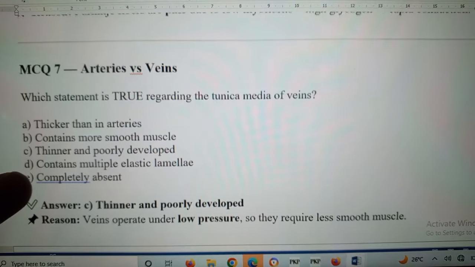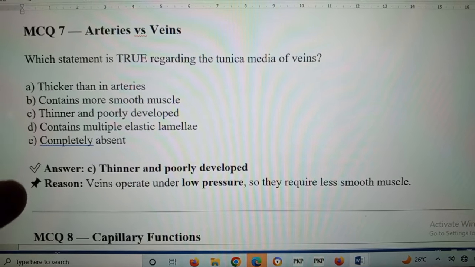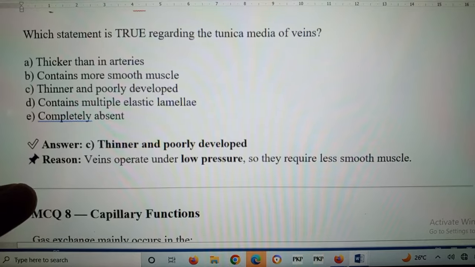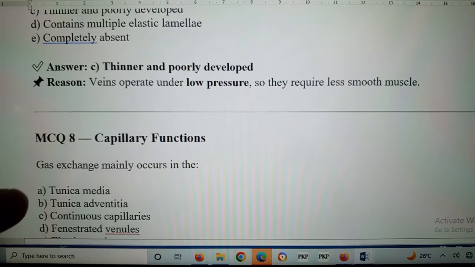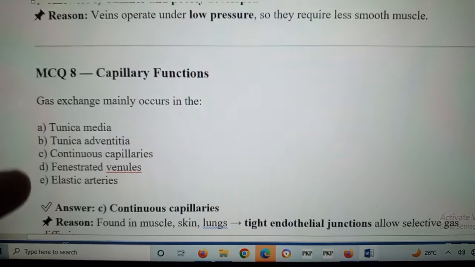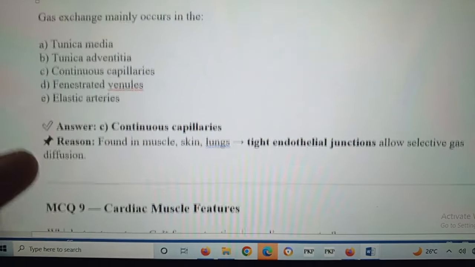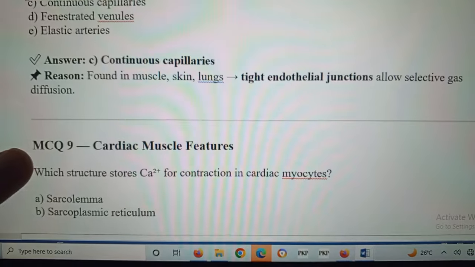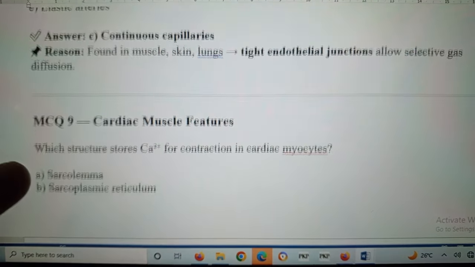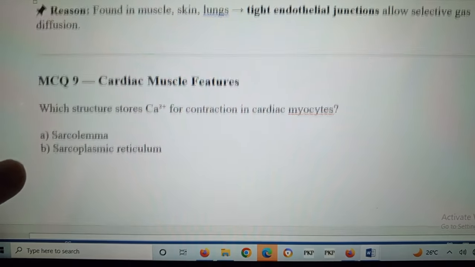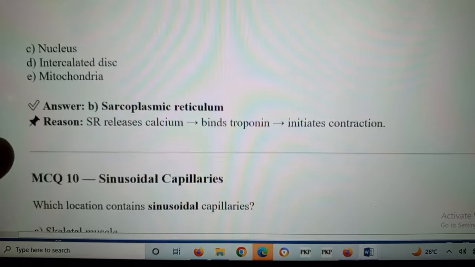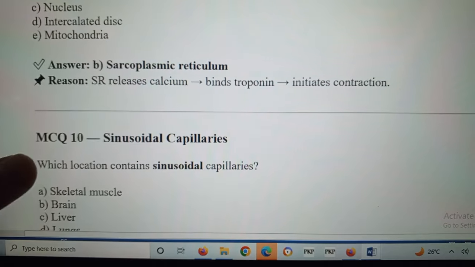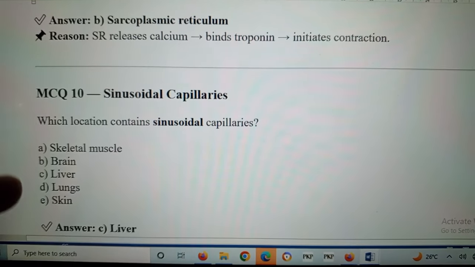Which statement is true regarding the tunica media of the vein? They are thinner and poorly developed. Veins operate under low pressure, so they require less smooth muscle. Gaseous exchange mainly occurs in the continuous capillaries found in the muscles, skin, lungs, and tight endothelial junctions allow selective gas diffusion. Which structure stores calcium for contraction in cardiac myocytes? Sarcoplasmic reticulum. SR releases calcium, binds troponin, initiates a contraction.